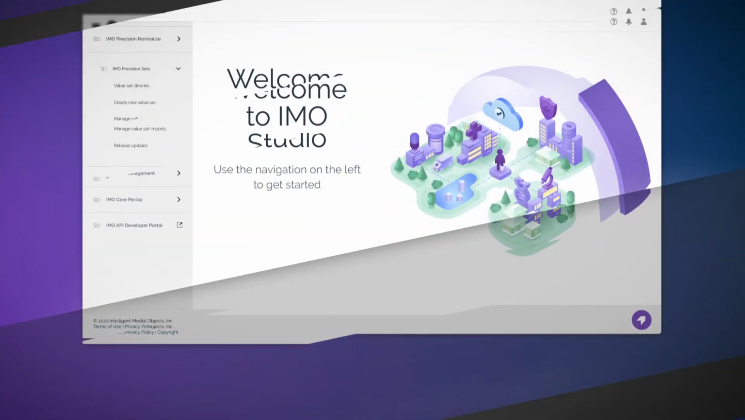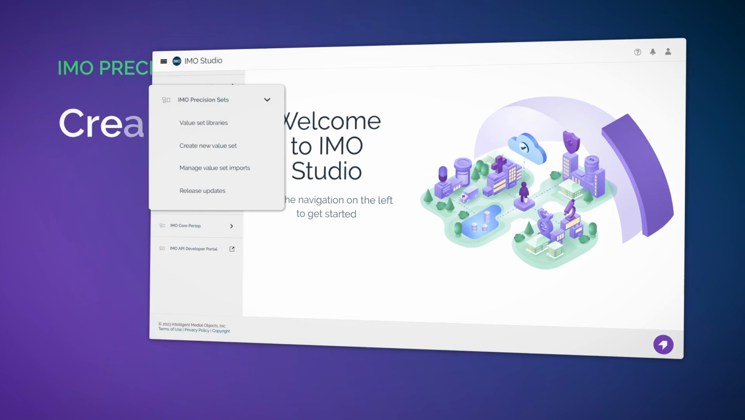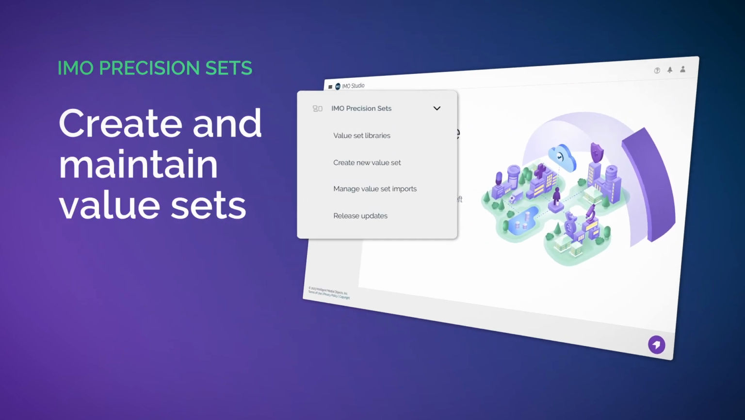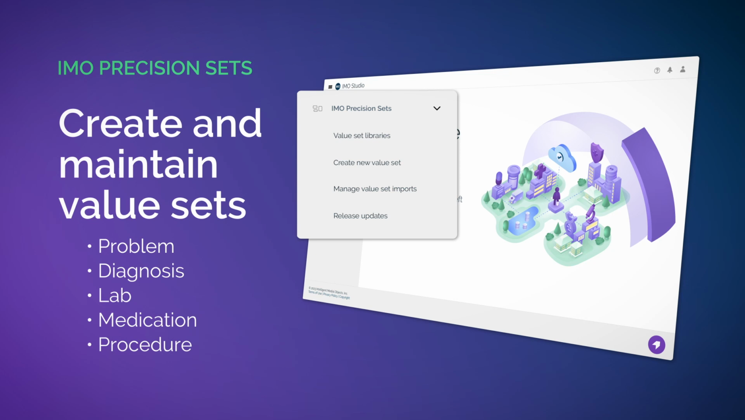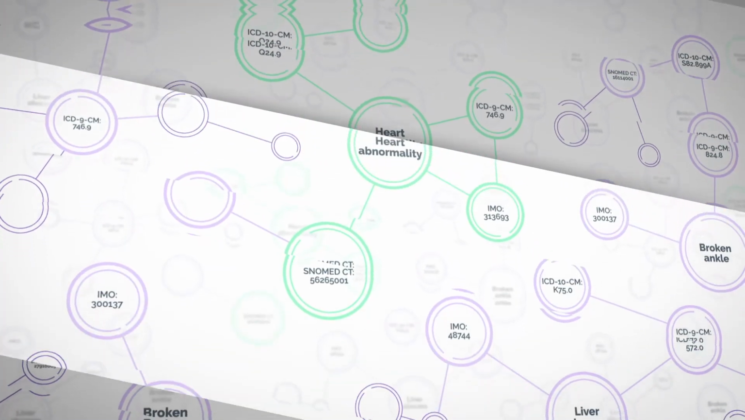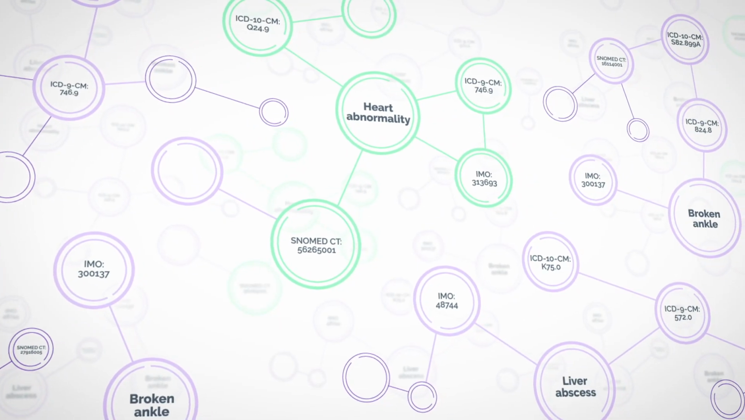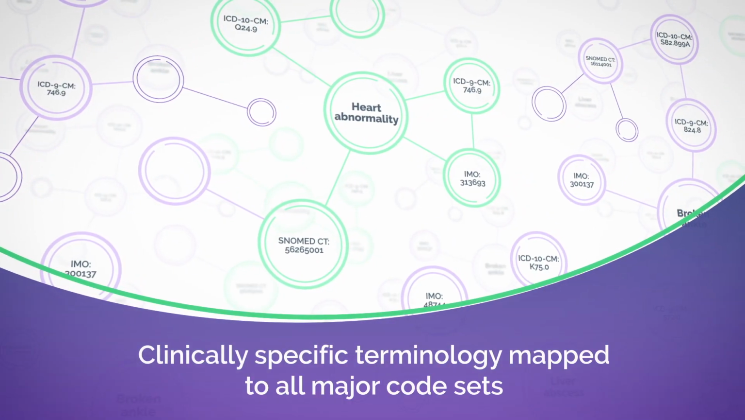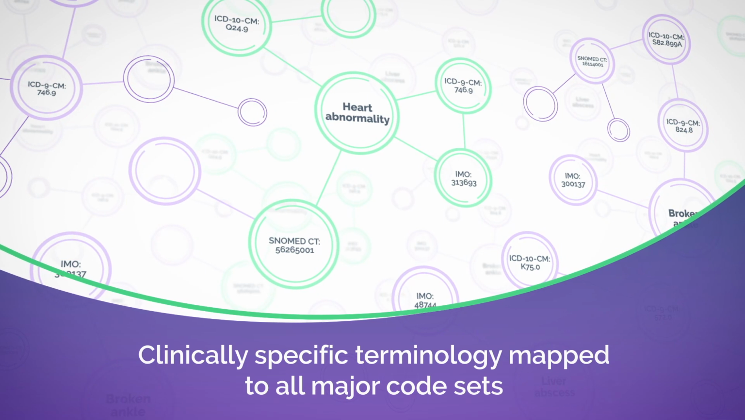IMO Precision Sets streamlines the process to create and maintain value sets, delivering an intuitive approach to identify the exact problem, diagnosis, lab, medication, and procedure codes needed to define clinical concepts. The solution is powered by healthcare's largest collection of clinically specific terminologies mapped to all major code sets.